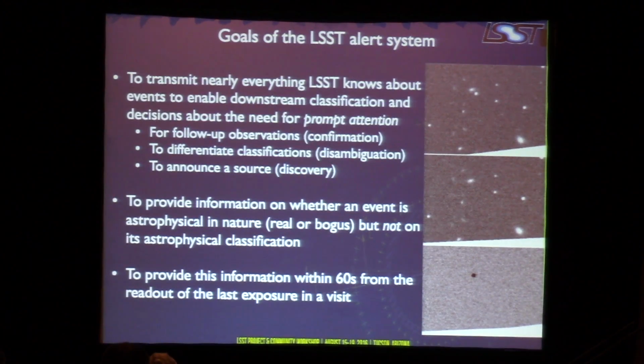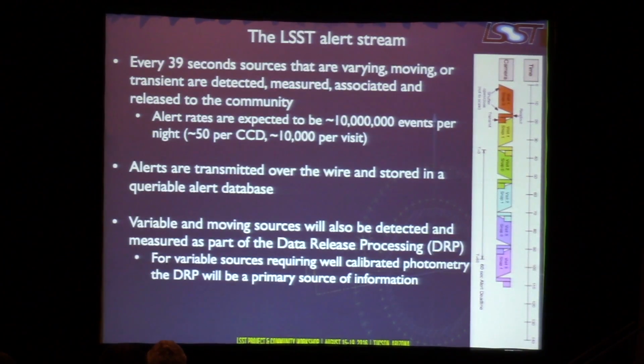We will provide information on classification, but only classification on whether it is an astrophysical source or not. So not on whether it's a supernova, RR Lyrae, or some astrophysical event, but just on the nature of whether it's spurious, whether it's real or bogus, and that's the objective. And then the goal for all of this is to provide all of the information that we know about these events within 60 seconds.